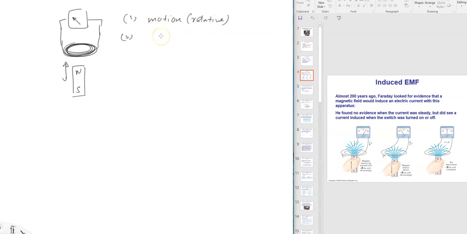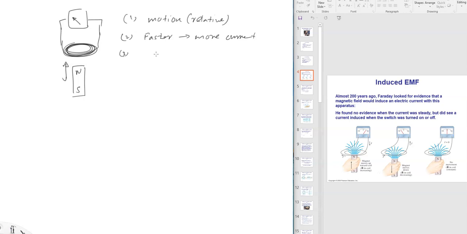Number two, we saw that the faster the motion, the more current. We also saw that the stronger the magnet, the more current. The more loops the coil has, the more current.